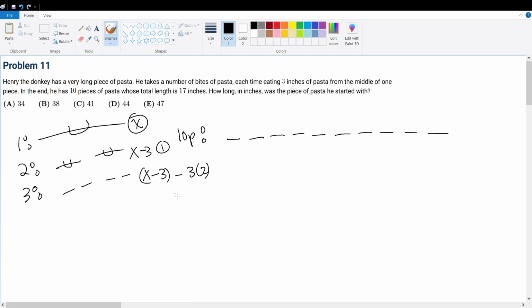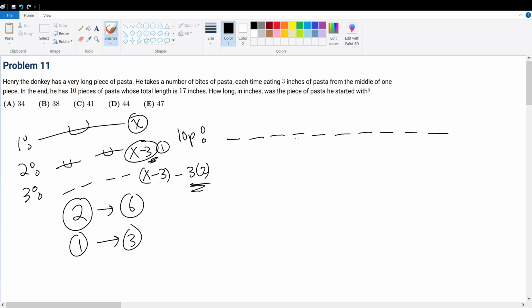So the idea here is that for every single bite that he takes, he's taking off 3 inches, and that makes sense. When he makes 2 bites, he takes off 6, and that's reflected right here. When he takes 1 bite, he takes off 3, and that's reflected right here, x minus 3. So if we have this idea, then we can go from the bottom up with this pattern here.